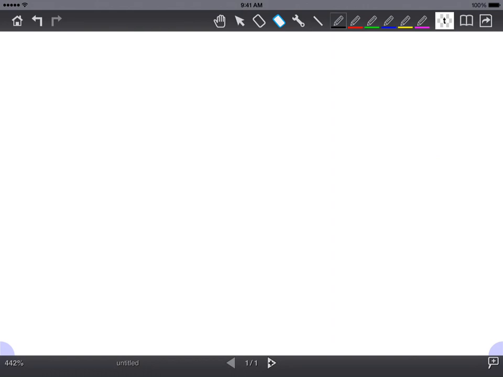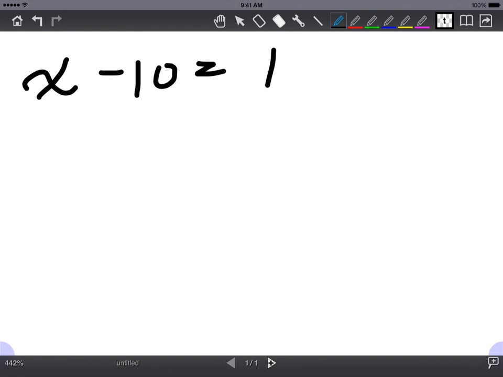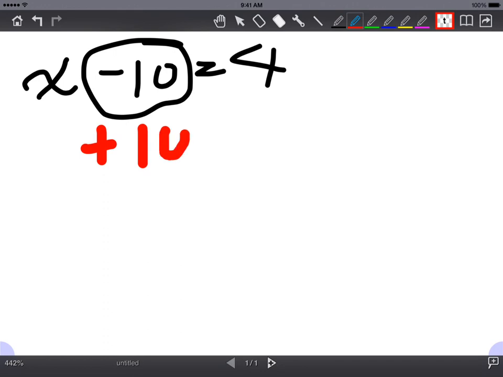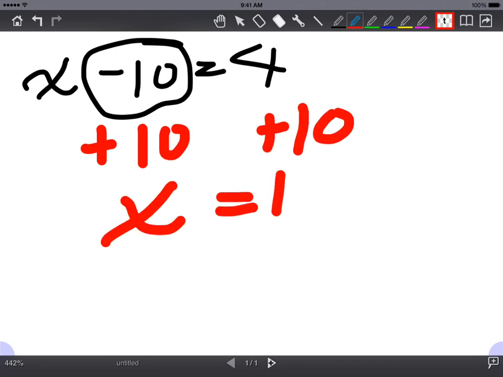So now let's start solving some equations. So let's say we have x minus 10 equals 4. Well, we need to get x on its own. So what's the opposite of subtraction? Well, it's addition. So we must add 10 to both sides. We get x equals 14.